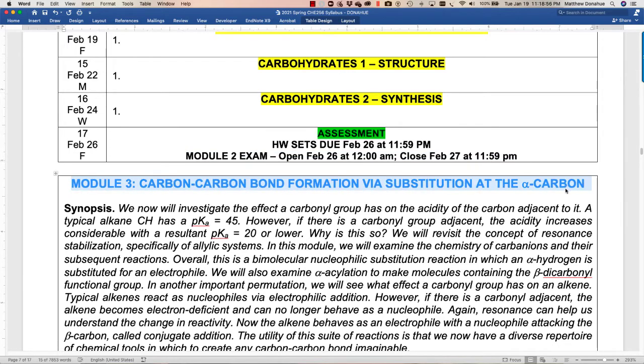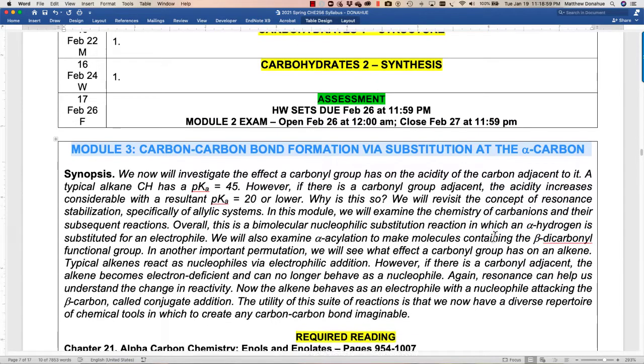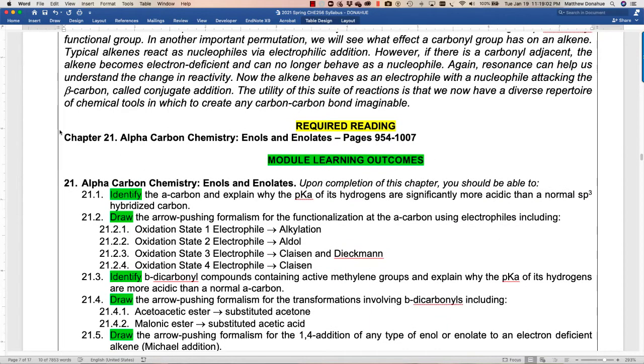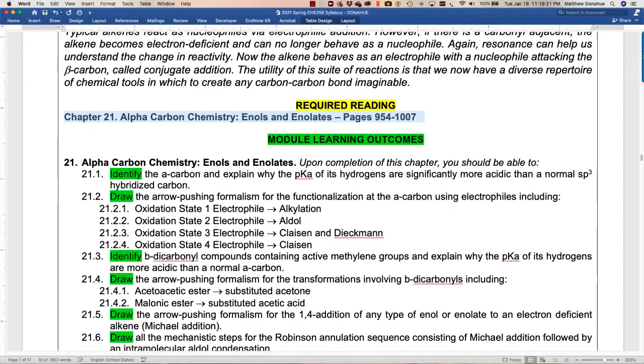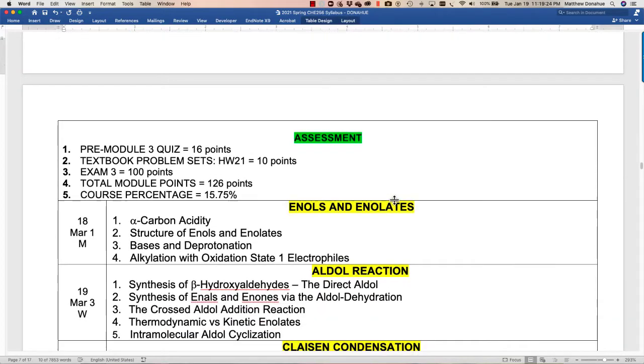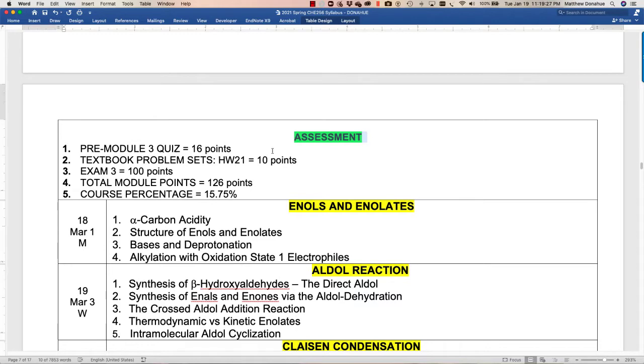Module 3 is carbon-carbon bond formation via substitution at the alpha carbon. This only has one chapter, 21, alpha carbon chemistry. This chapter has a lot of material in it. It's really a culmination, I think, in a sense, where we're putting everything we've learned together so far in learning some specific named reactions. So here are your assessments. You have a homework set and an exam. Again, it's worth a little less because there are not many chapters, but you see the breakdown percentage.